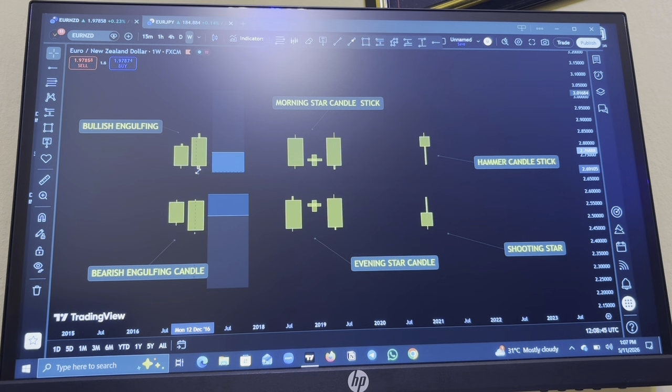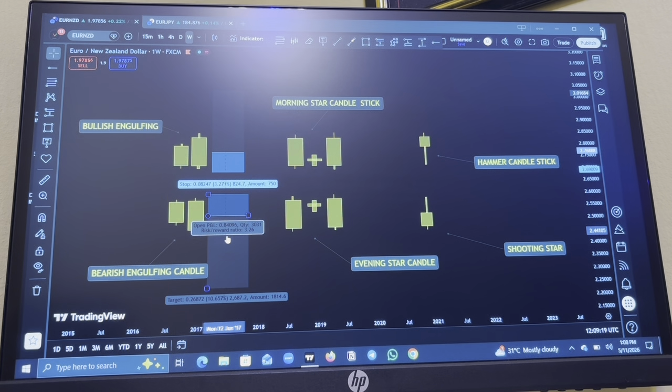So we have the wick. This is the wick. This is the wick. You can call it a shadow, and then this is the body of the candle. You can see this bullish engulfing now. This is where the bullish candle opened, and then it closed above the bearish candle. That means the market is bullish. The same thing applies to the bearish. It opens up here and then closes below it, and then engulfed the bullish candle that was here, right? So that is that for the bullish and then the bearish engulfing candlestick.